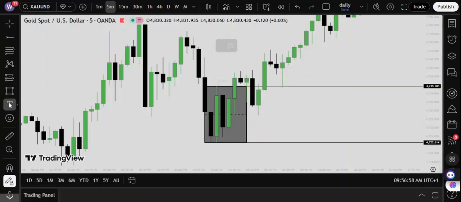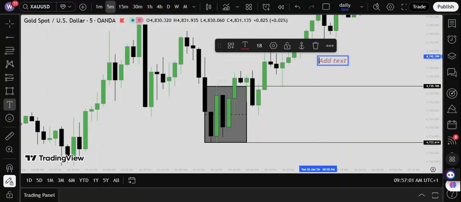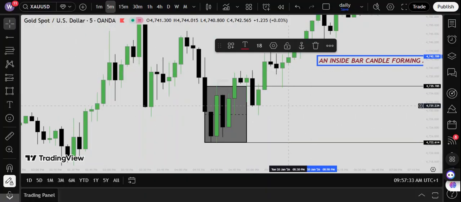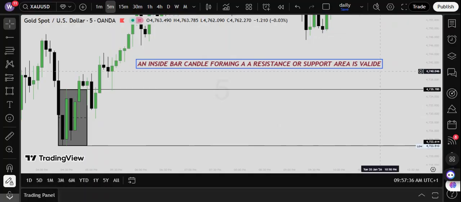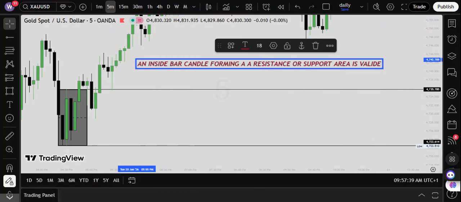Now let me type it out so you guys can take note of that. So an inside bar candle forming at a resistance or support area is valid, right? Is valid. Sorry, I think we misspelled that.